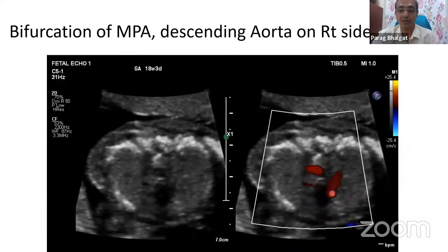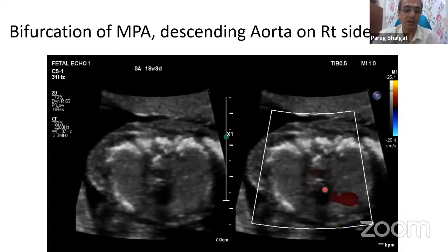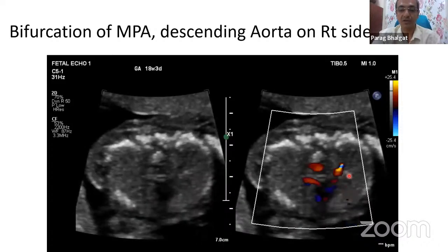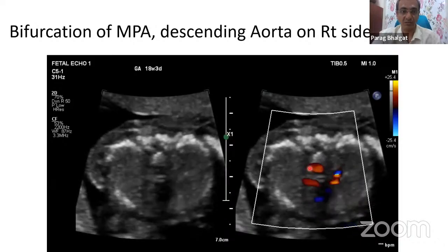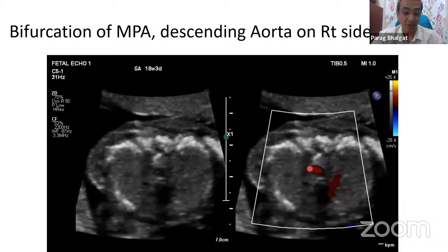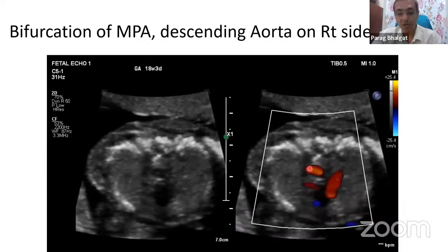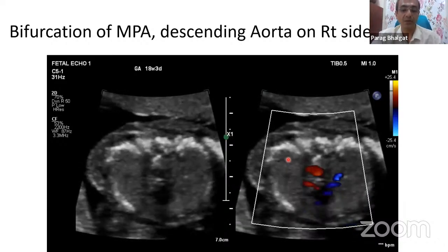Again, this is the MPA bifurcation. This is the RPA, right pulmonary artery, and left pulmonary artery. Otherwise, it's difficult to show this on the 2D image. It's better seen on color image. This is the descending aorta. It is important to show vessels with color image if they are not seen on the plain 2D image. That's what I want to say.